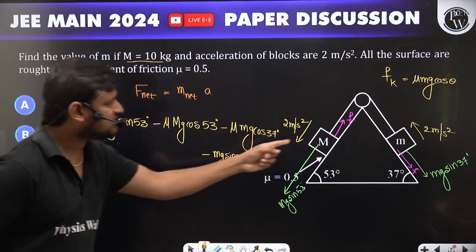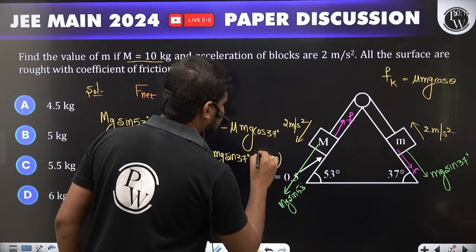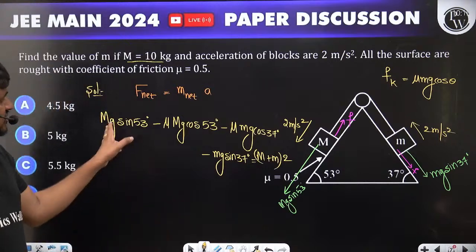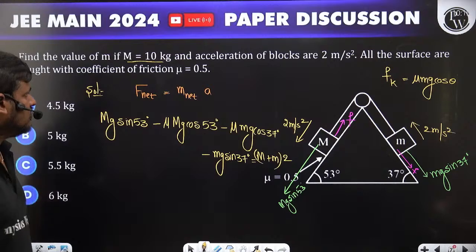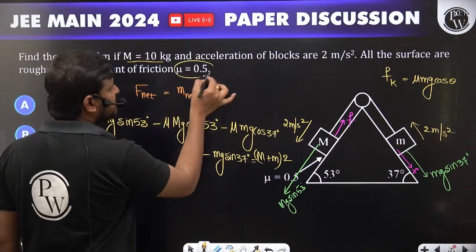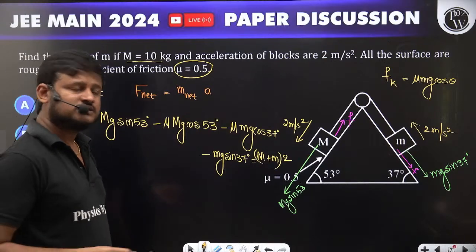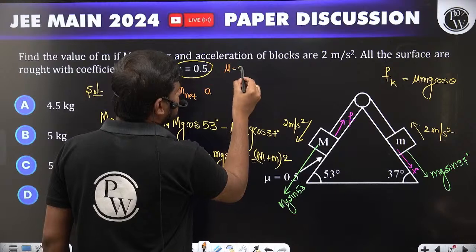What is the net mass? Capital M plus small m, into the acceleration. What is the acceleration? A is equal to 2. So this is the overall equation. If you can write this, you can easily solve. So here the confusion is whether to take the mu as 0.5 or 0.25. Some students said it's 0.25 or 0.5.